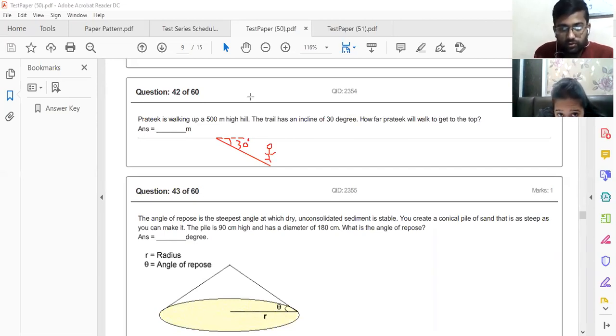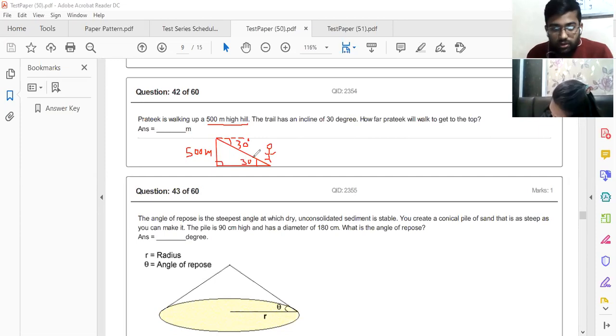So if I draw one more line here to complete this triangle, I will get this right angle triangle. So by alternate opposite angles, I'll get this angle is equal to 30 degrees. Clear? Now, Pratik is walking up a 500-meter high hill, meaning the height of the hill. Height is always perpendicular. Therefore, I am taking this 500 meters. But this is perpendicular.